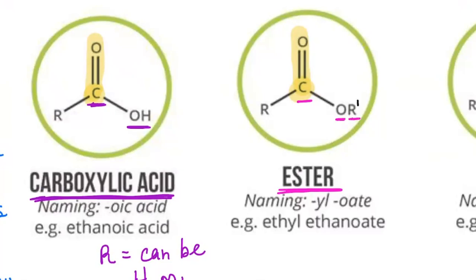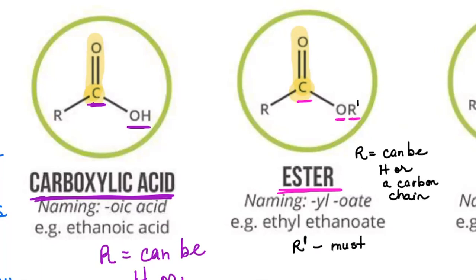So I'm going to call them R1 or R prime versus the one that is to the other side of the molecule. So in the case of an ester, understand that the one that is just R, that can be hydrogen or a carbon chain. The one that is labeled R prime, the one that is connected to the single bond oxygen, that must be a carbon chain.